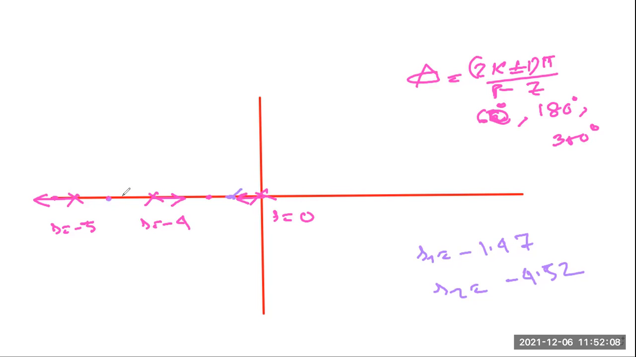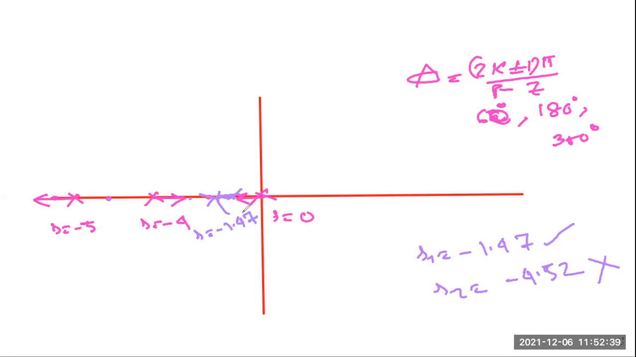So breakaway point means what? The two root loci will start towards each other and they will meet at a particular point and then they will break away. So this solution cannot be the breakaway point. Only this solution will be the breakaway point. Both these root loci will come here and they will meet at this point, S equal to -1.47.